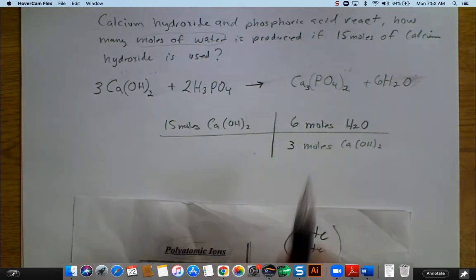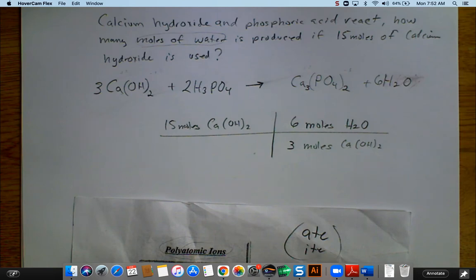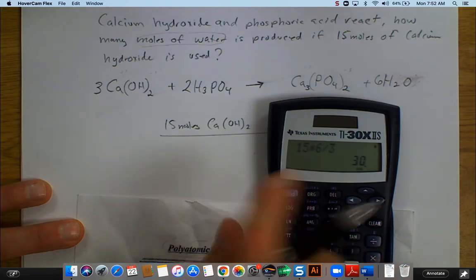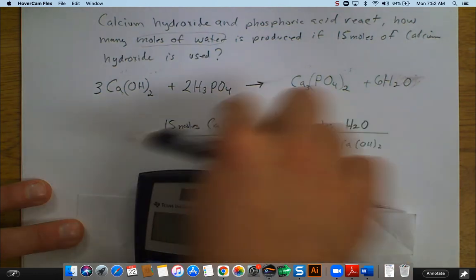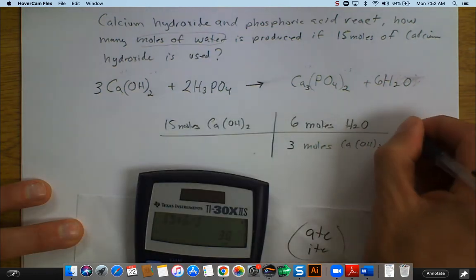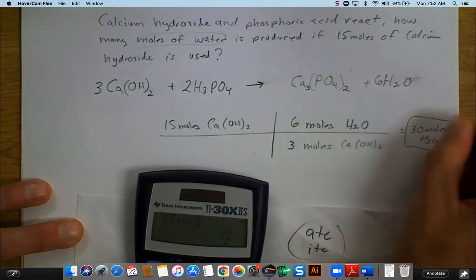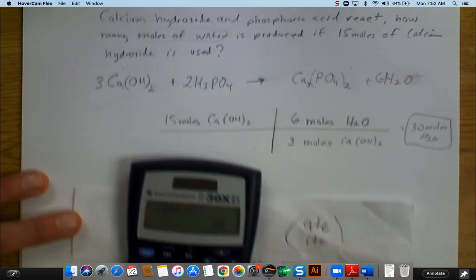Now what we're going to do is multiply the tops and divide the bottoms. So I'm going to go 15 times 6 divided by 3, and my answer is 30. So you see that, 15 times 6 divided by 3. Press multiply on the top and divide on the bottom, and you get 30 moles of water is my answer right there. So good job on that.